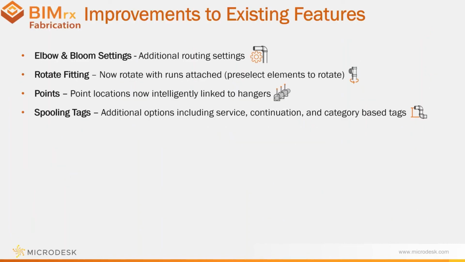So coming in hot, we've got some much requested features and updates for fabrication. Let's go ahead and start out with the updates. We brought in a pared down version of the MEP settings as an elbow and bloom settings to allow a little bit more control over length. Similar to MEP, the rotate fitting command now rotates with runs attached if you pre-select the elements. Spooling tags have been updated with additional options, including service, continuation, and category-based tags. And lastly, points have been updated so that the location now intelligently links to the hanger rod endpoint.